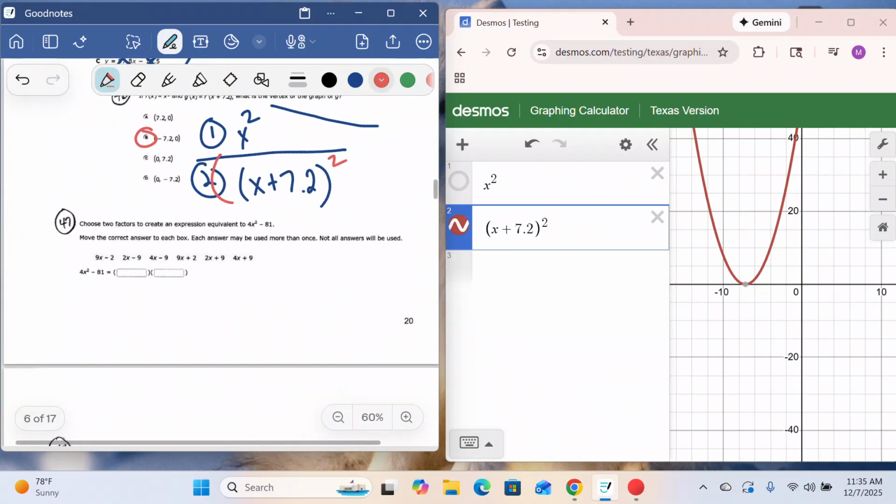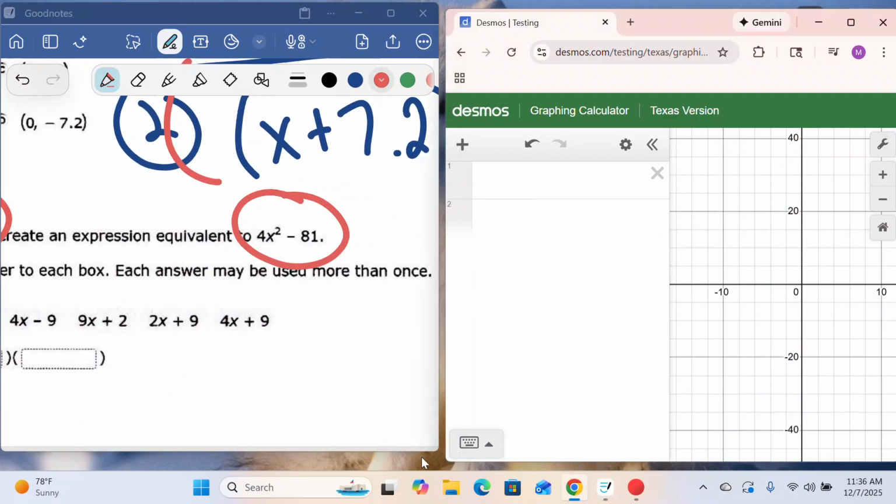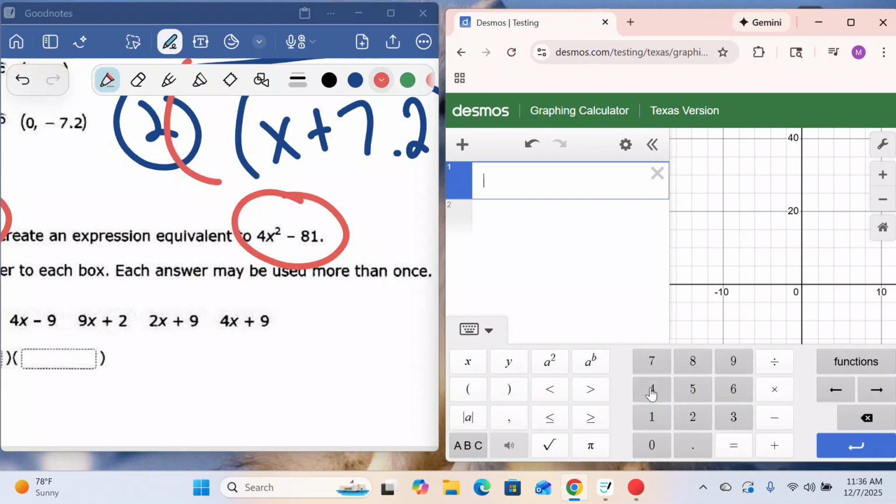If I look at 48, once again, this is another one that asks what the factors are, but this is a drag and drop. There are two things you can do. You can do the factoring method, but why do the factoring method if you can let Desmos do the work for you? So once again, I'm going to input 4x squared minus 81.